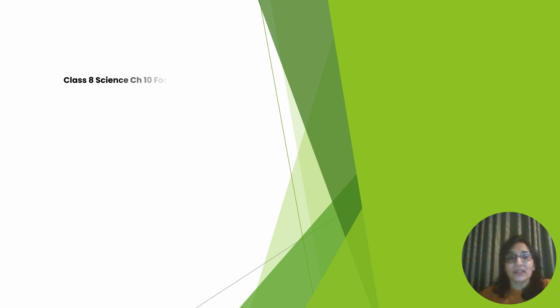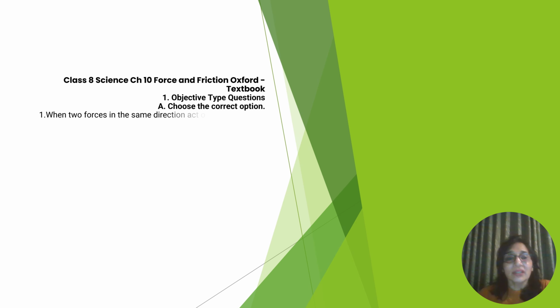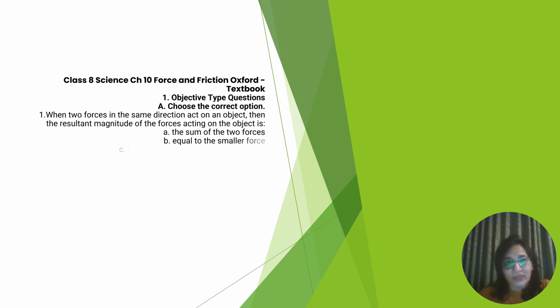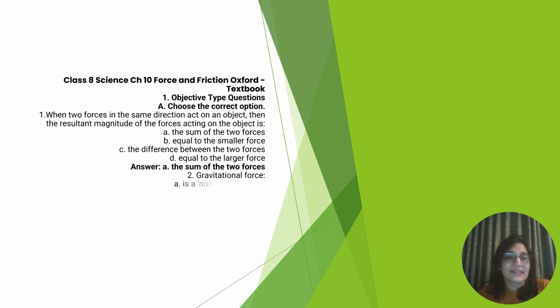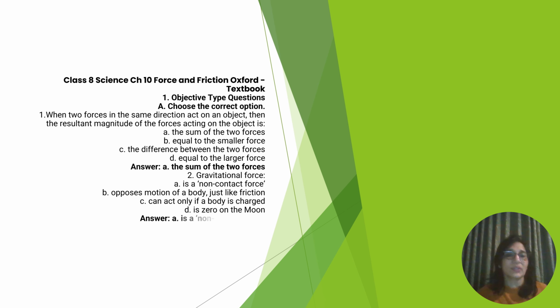the chapter is Force and Friction, where we'll be covering objective type questions and choosing the correct option. Question number 1: when two forces in the same direction act on an object, then the resultant magnitude of the forces acting on the object is. The options are: sum of two forces, equal to the smaller force, the difference between the two forces, equal to the larger force. So the option is the sum of the two forces.